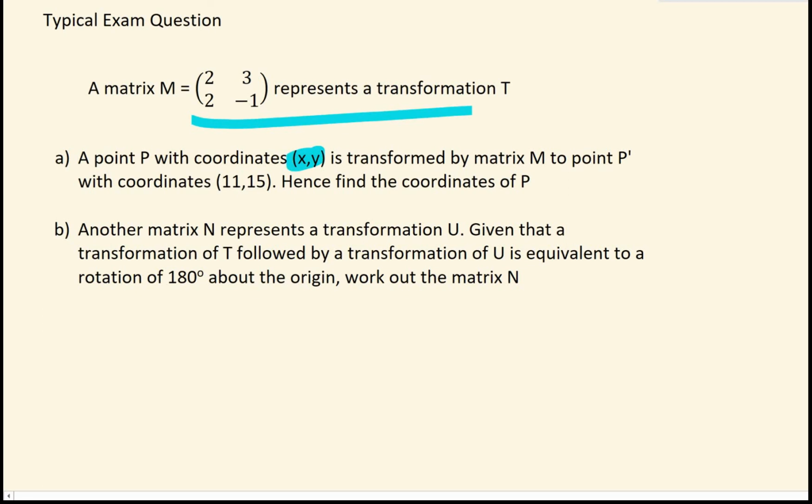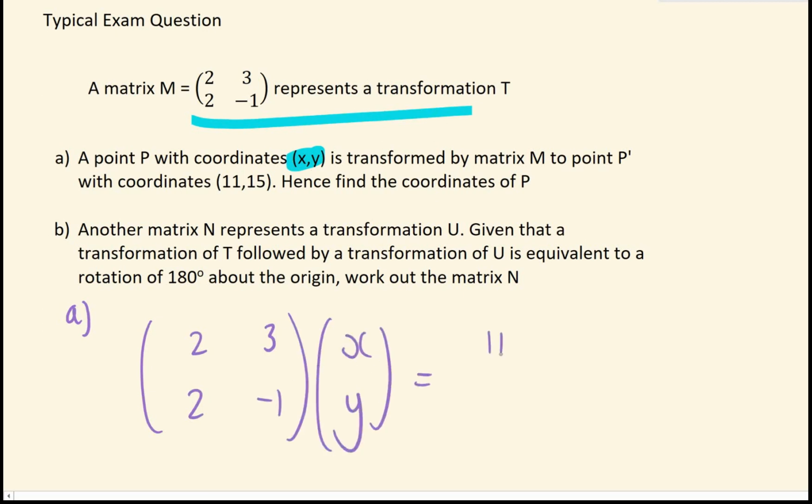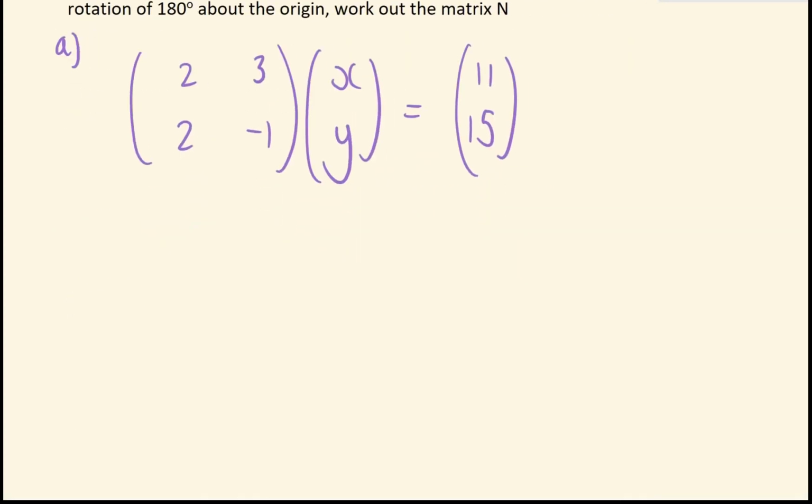You typically want to do this by matrix inversion. Sometimes they will explicitly say you must solve this by doing a matrix inversion. Anyway, let's get on with it. So I've got this matrix. I've transformed x, y. Remember, any coordinate goes into a column vector, and that equals 11, 15. And again, now this is just solving a typical equation from the previous chapter.